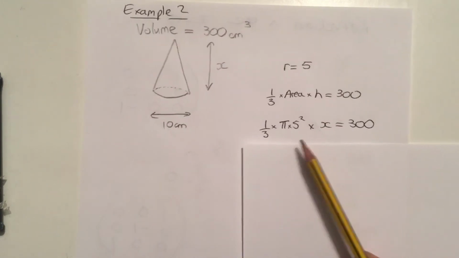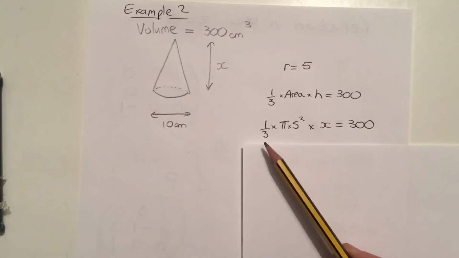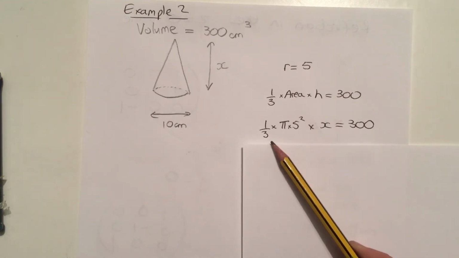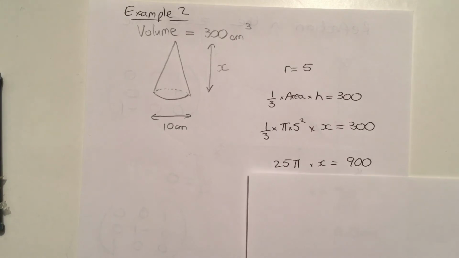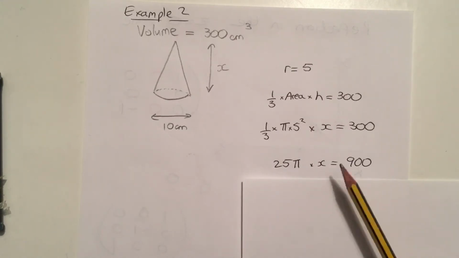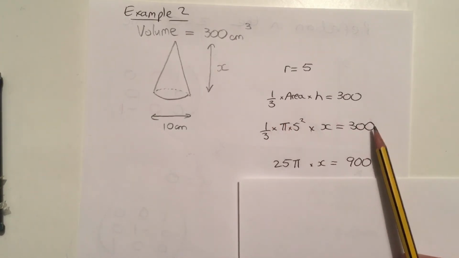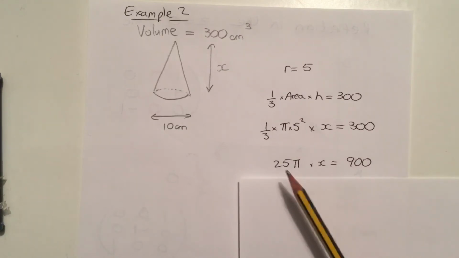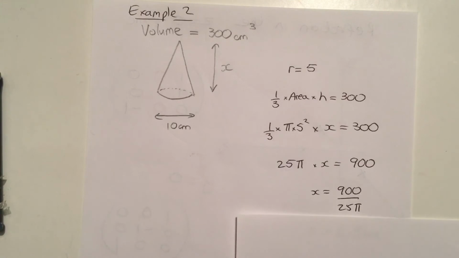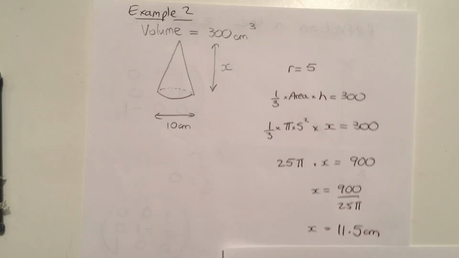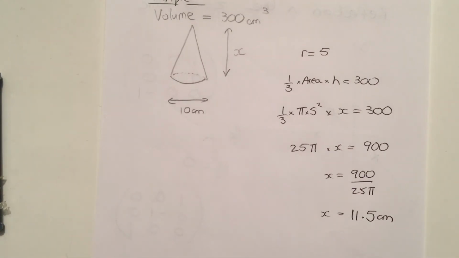Now I'm just going to rearrange this to make x the subject. So I'm going to times both sides by 3 to get rid of that. And while I'm at it, pi times 5 squared is 25 pi. So the 300 became 900 because I timesed by 3. That's 25 pi. And then if I divide both sides by 25 pi, that will tell me the height, which is 11.5 centimeters.